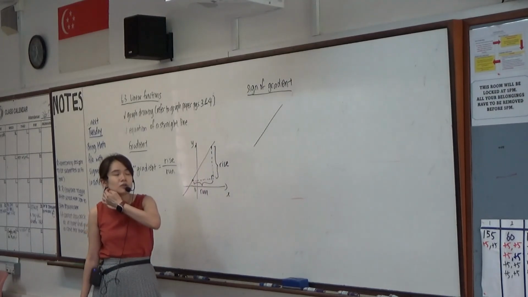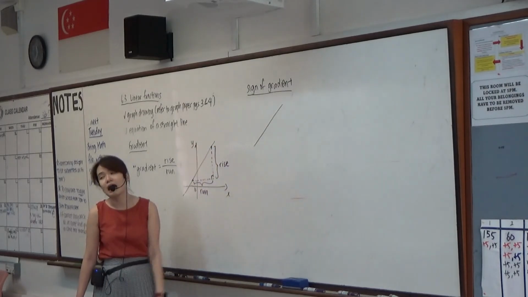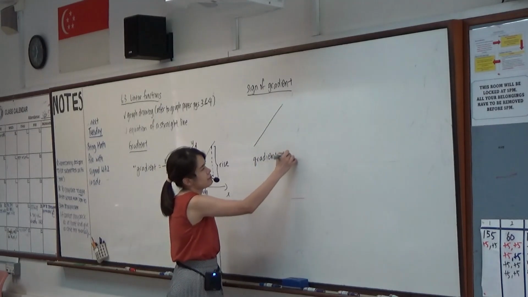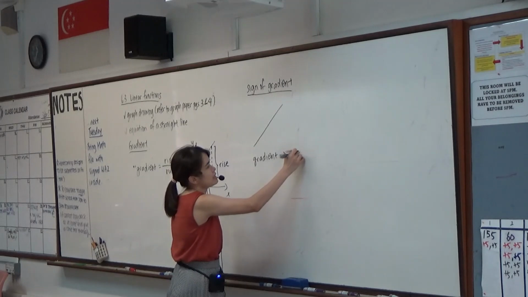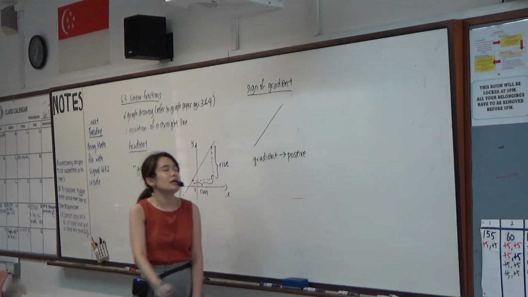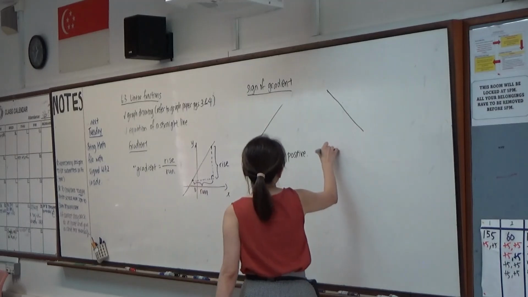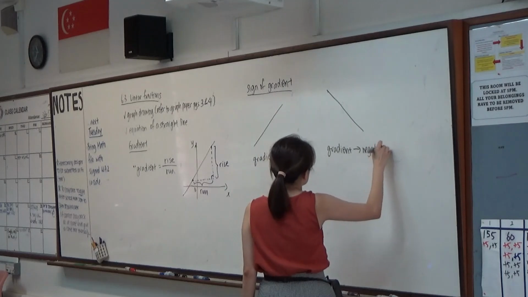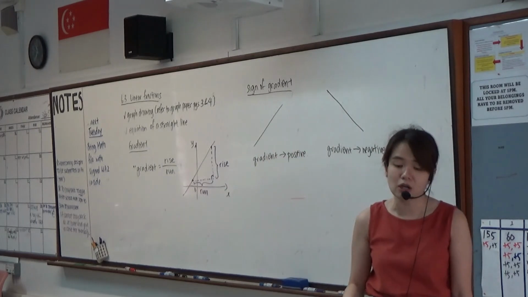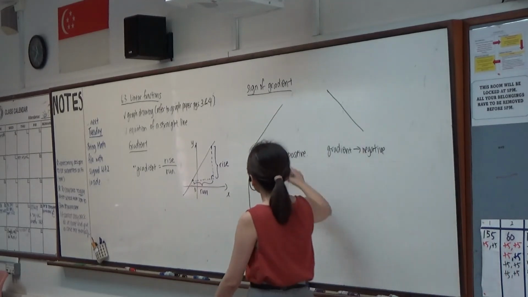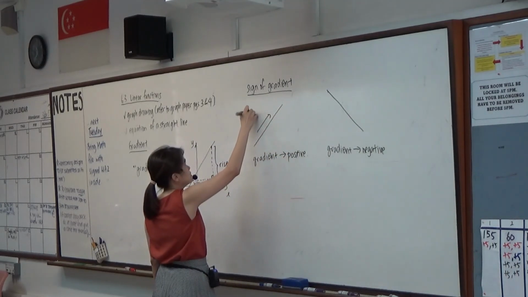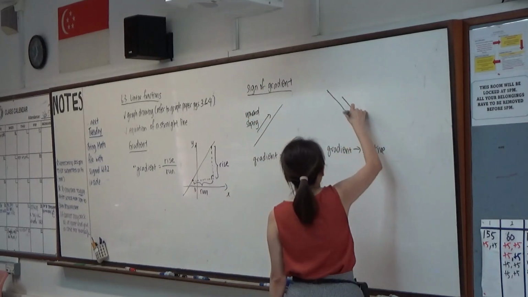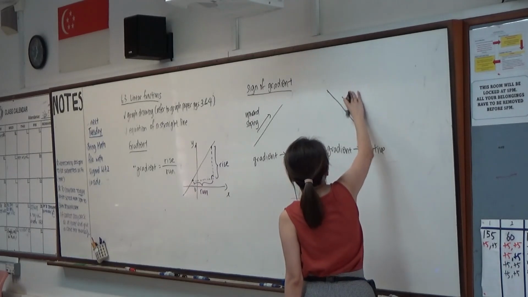Okay, so the sign of the gradient itself, for graphs that are upward going like that, your gradient value or the sign itself is always positive. So it must always be a positive number. And when your graph is downward sloping like that, your gradient is negative. It can be any number so long as it's positive for upward sloping, and then it is negative for downward sloping.